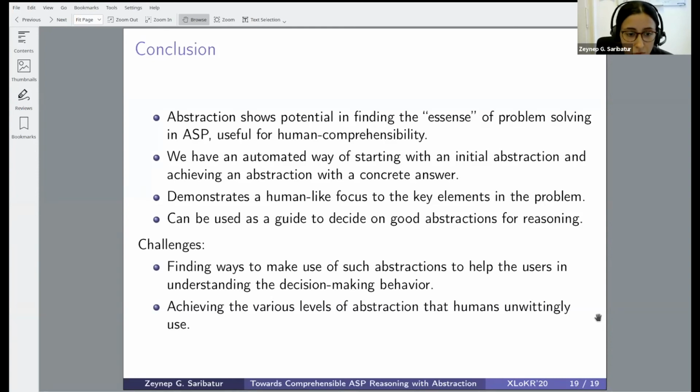And of course, there's also this challenge of achieving the various levels of abstractions that humans use with respect to what the machine needs. And this is also something interesting to compare.